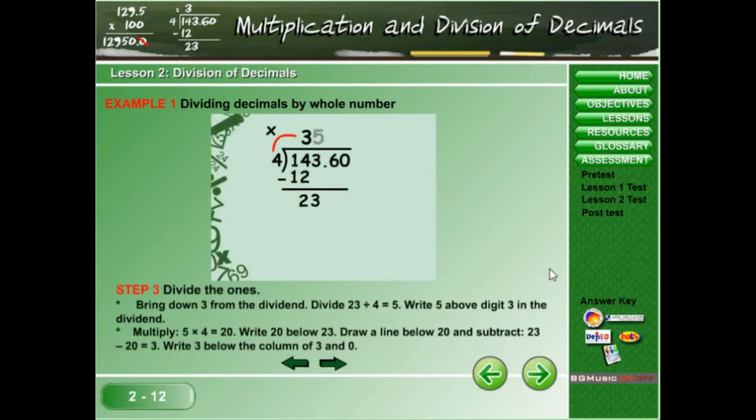Step 3. Divide the ones. Bring down 3 from the dividend. Divide 23 divided by 4 equals 5. Write 5 above digit 3 in the dividend. Multiply. 5 times 4 equals 20. Write 20 below 23. Draw a line below 20 and subtract. 23 minus 20 equals 3. Write 3 below the column of 3 and 0.